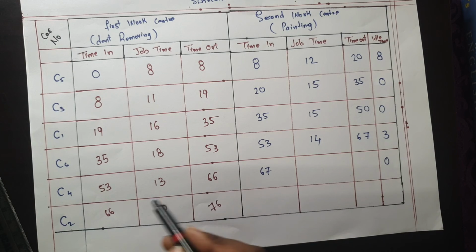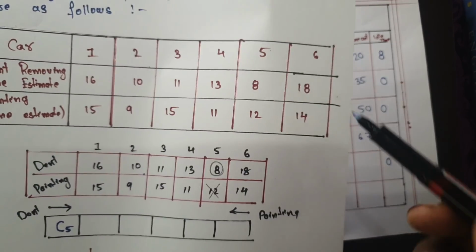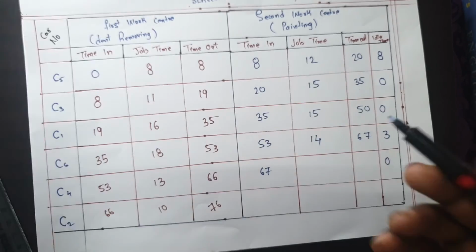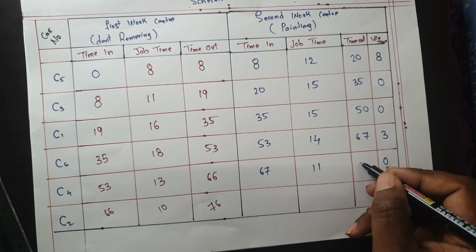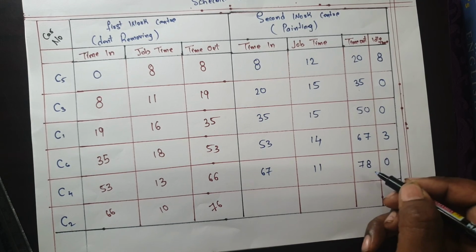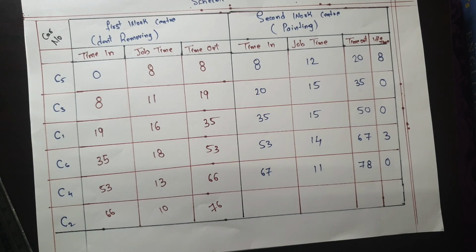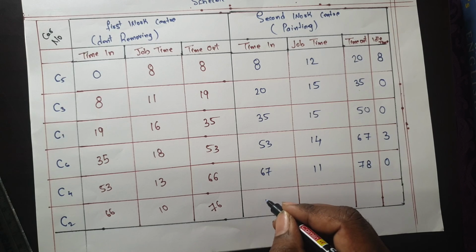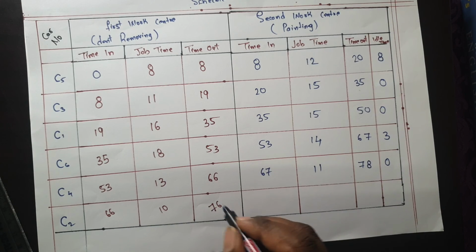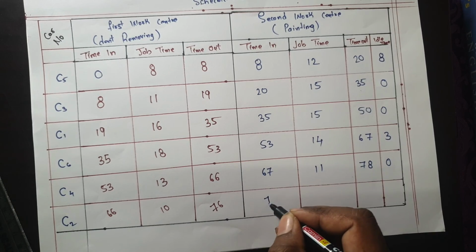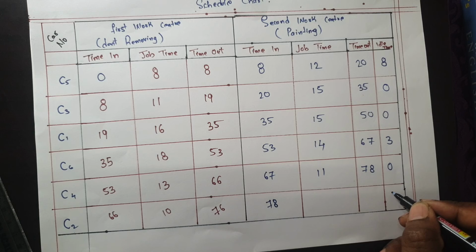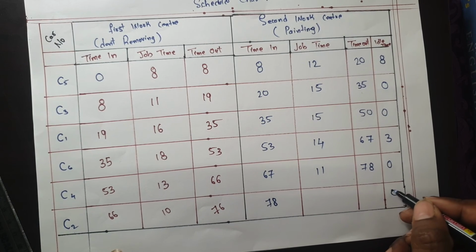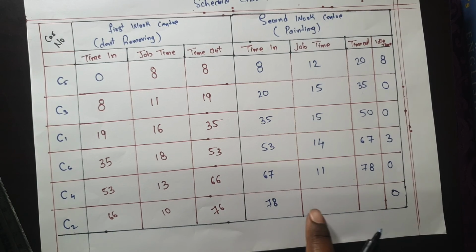Then again you have to check the sequence. Sequence is C4. In C4, as you can see, what is the value here? 11. So, write down here 11. If you add this one, how much will it be? 78. Now, 78 you can write down here, because 76 is less than 78. So, you can write 78 here, and idle time you can write as 0. The idle time is equal to 0.